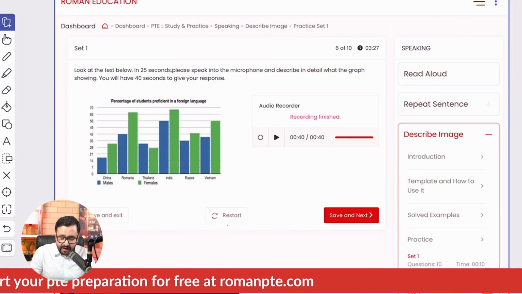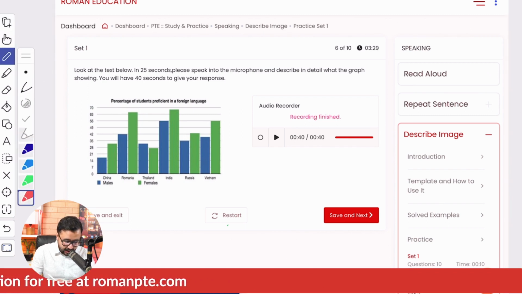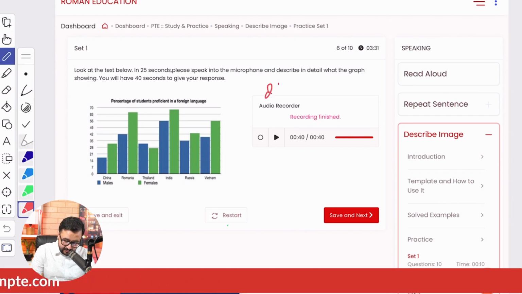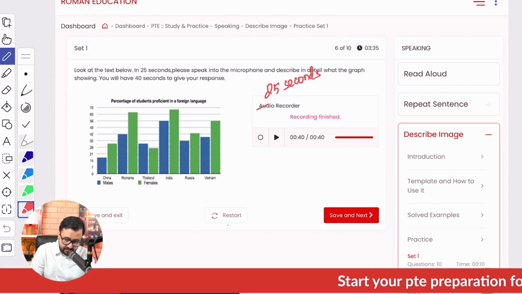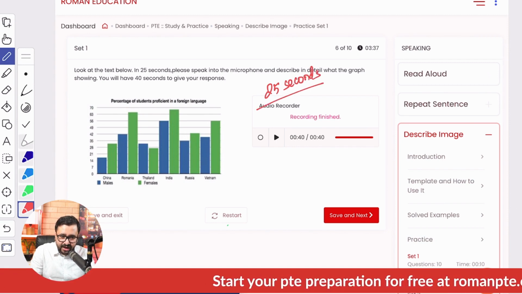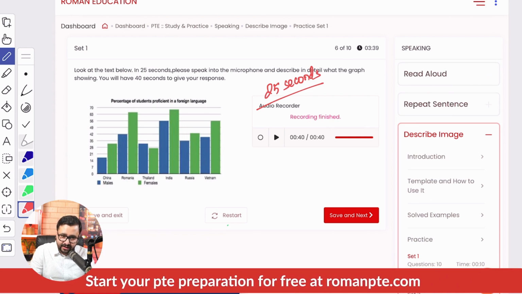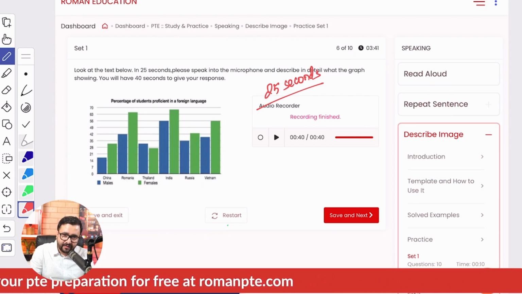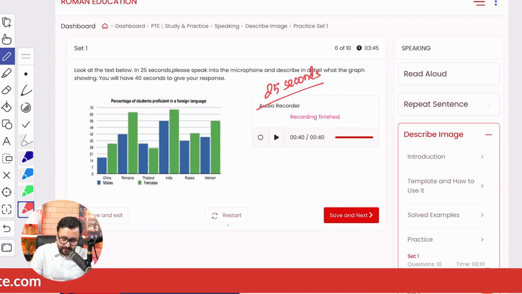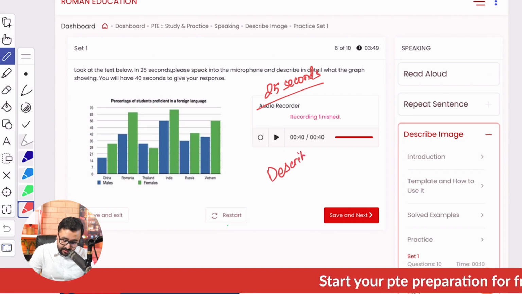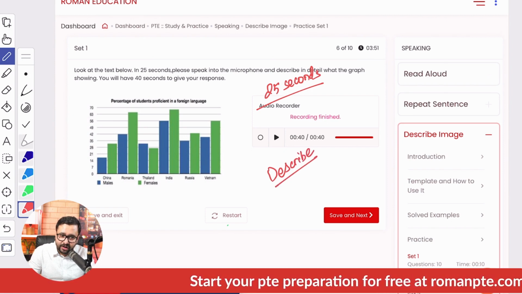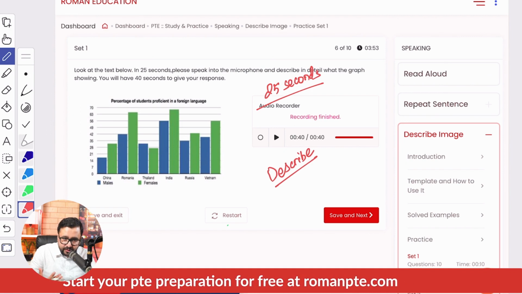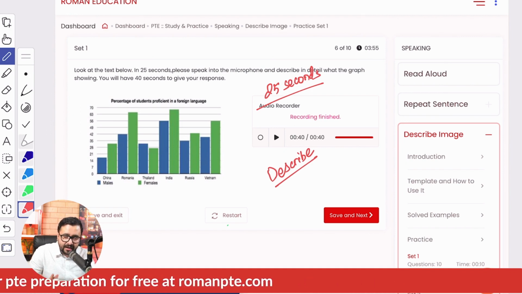We get 25 seconds to prepare our answer for this question. 25 seconds. Now imagine this. In 25 seconds, it's not possible for anyone to understand the implication of data, that means the actual meaning of this data, analyze the information, and present in the next 40 seconds. And that is the reason why they don't call it analyze image, they call it describe image, which in simple words means describe what you see on the image rather than analyzing it.